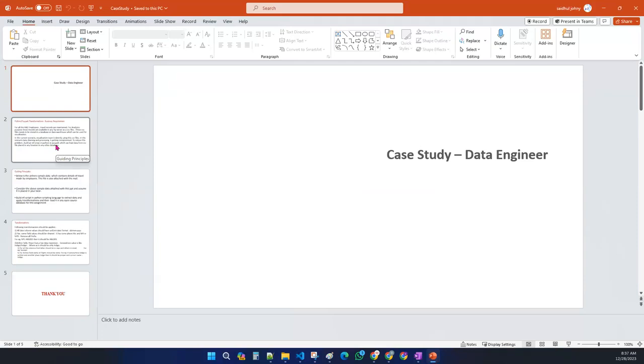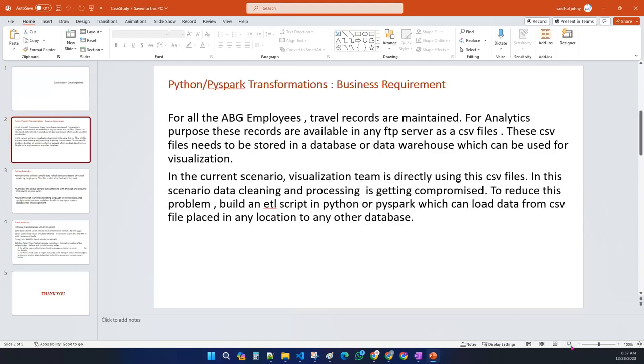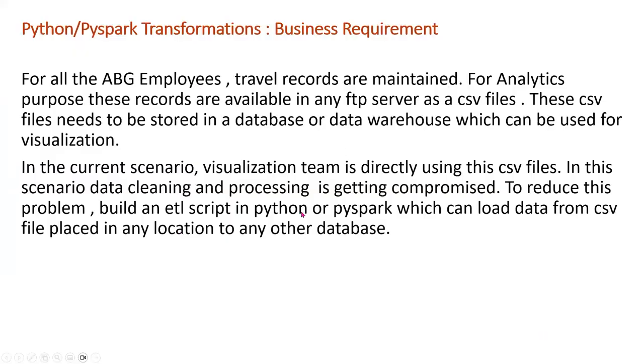I took almost one month, more than one month I would say, to complete this POC. The requirement is that one company wanted to store their travel records as CSV files on some FTP server. These files need to be stored in a database or a data warehouse, which is used for visualization. In the current scenario, the visualization team is directly taking the CSV files. In this scenario, data cleansing and data processing is getting compromised.